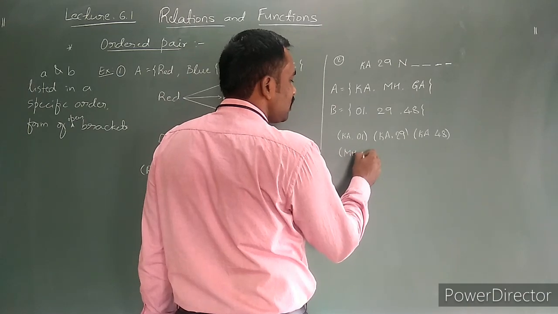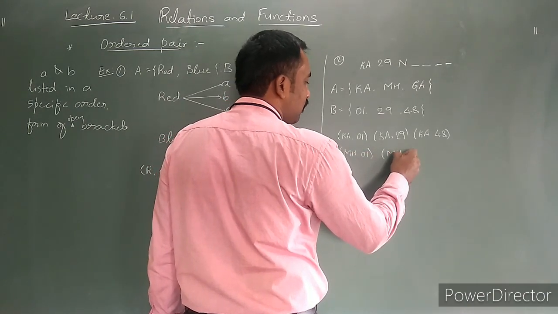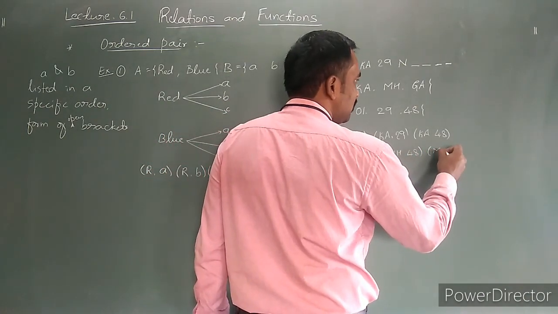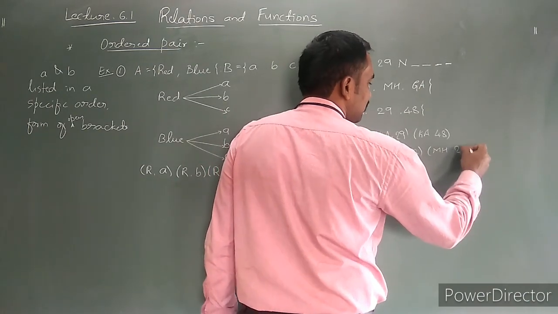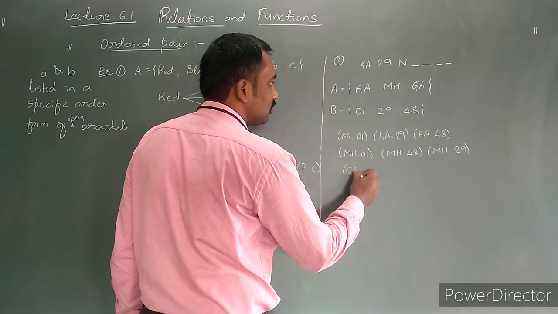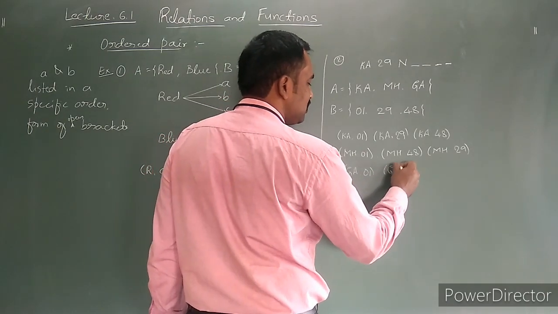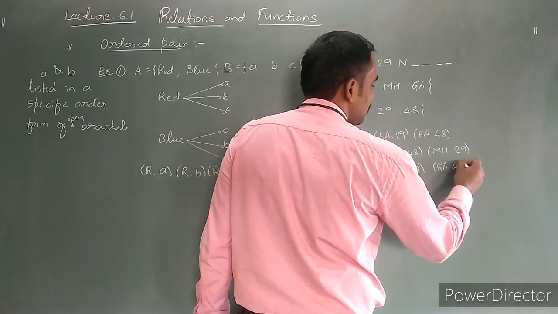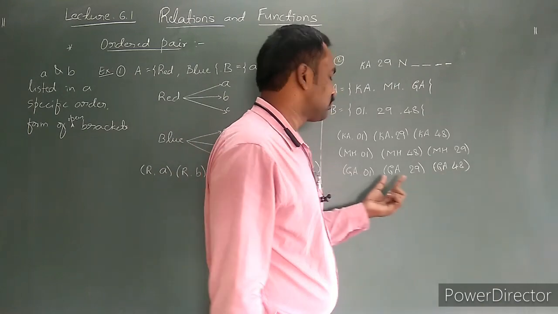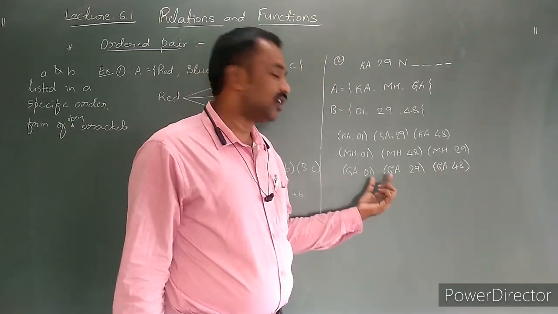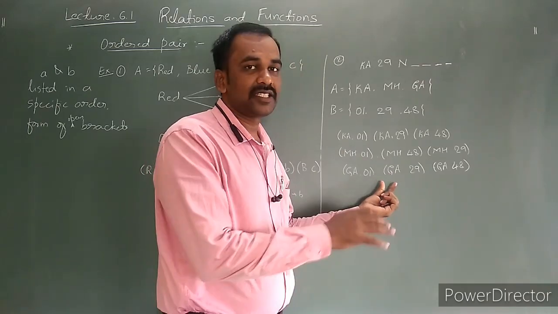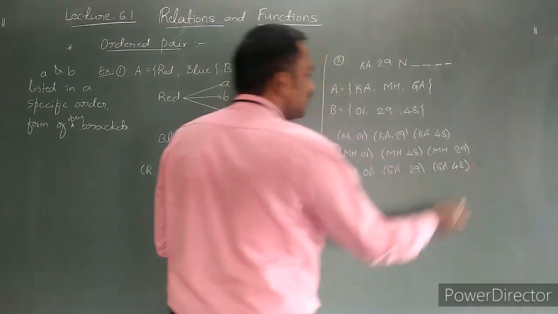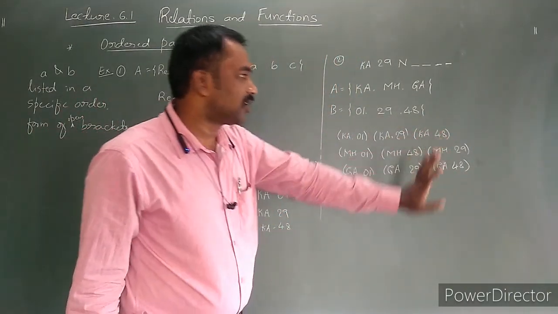I just write MH01. It might be Mumbai Central. MH48, exactly, I don't know. MH29 is that, and similarly GA01 and GA29 and GA48. In Goa, this many RTO offices might not be there, because Goa is a small state. That means a smaller number of RTO offices will be there. I don't need that particular value. Just for an example, I am studying. Nothing to worry. So these are the maximum ordered pairs we can write.